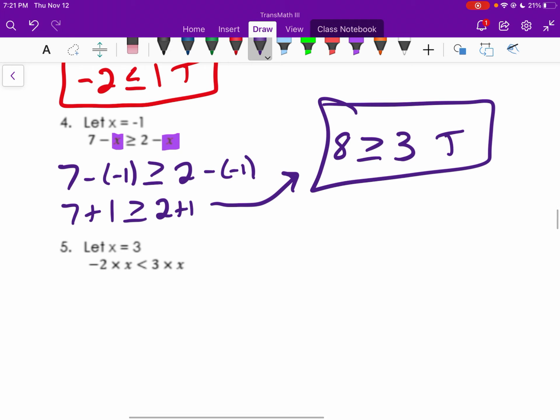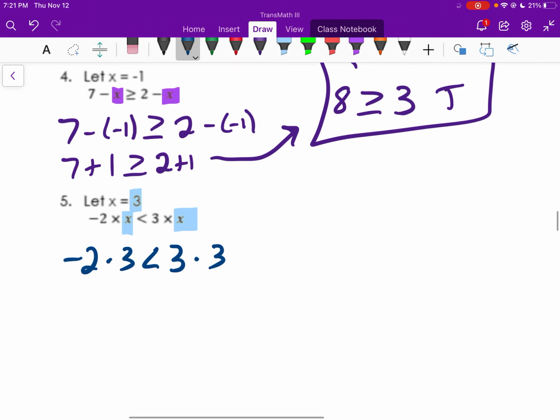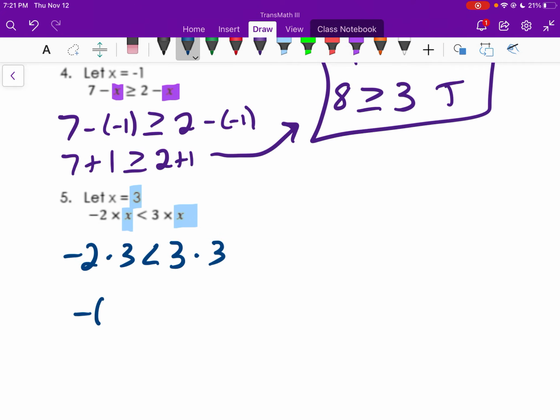All right, so last one here. Multiplying by 3. We got negative 2 times 3 is less than or equal to 3 times 3. Negative 2 times 3 is negative 6, is less than 9. And this is a true statement.